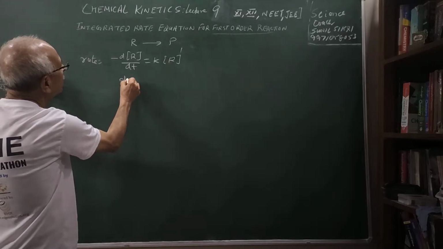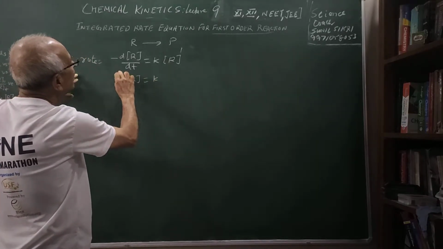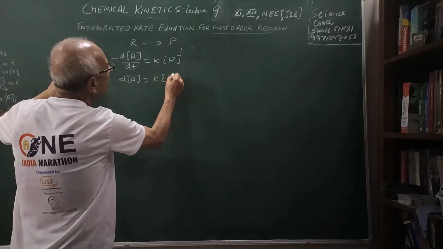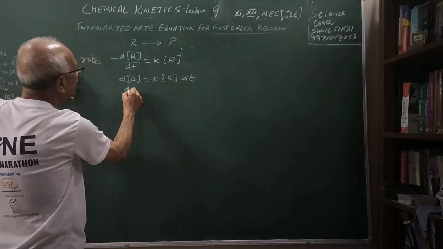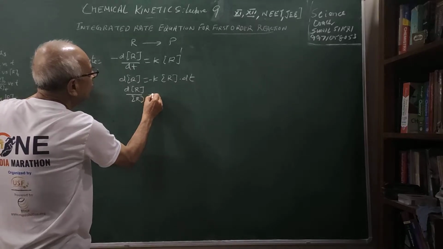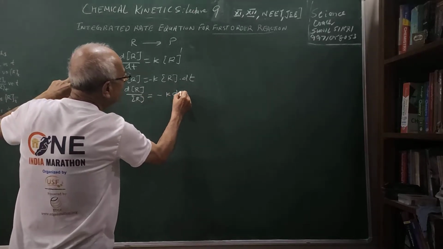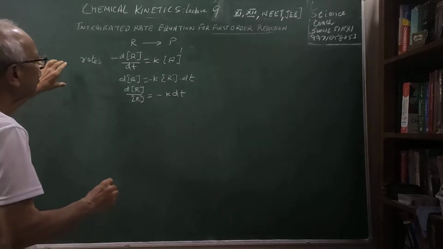We already have told you I can express it like this: rate is K times R. I take this dt on the other side with a minus, and let me bring this R here. So what I get is minus K into dt. So here a small amount of integration is involved.